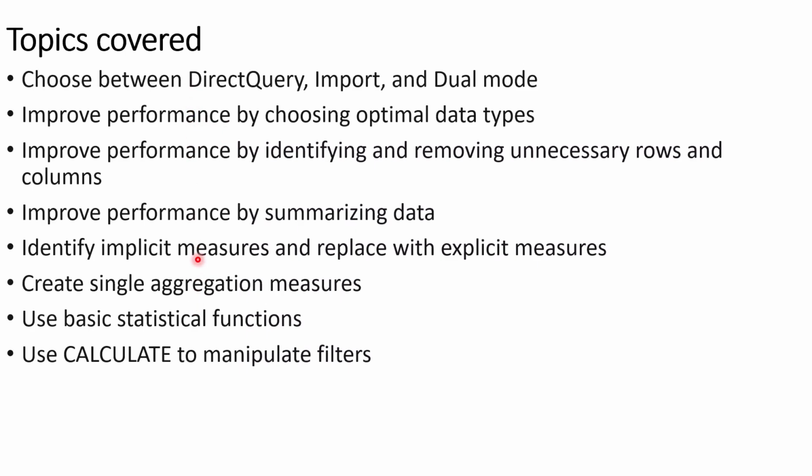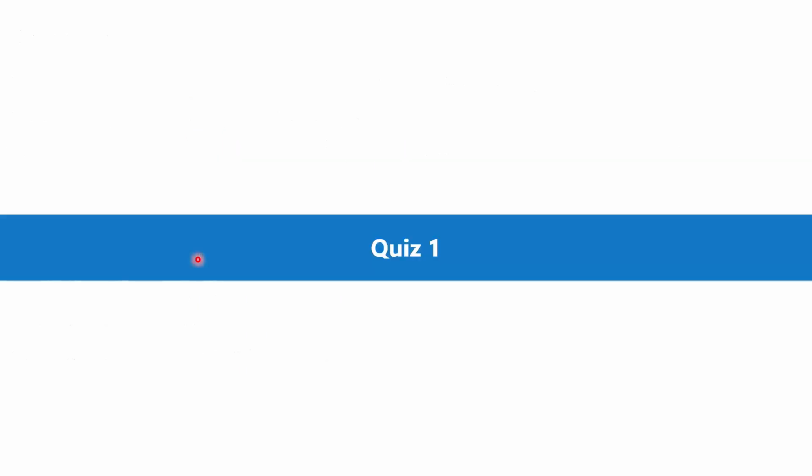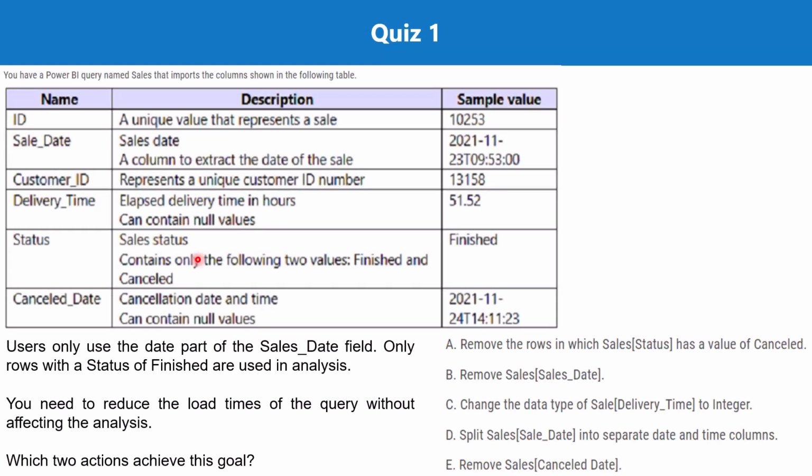So now let's start the practice question. Let's start with question number 1. Question number 1 states that you have a Power Query named sales that imports the columns shown in the following table. So you have a table where you have the name, description, and the sample value, and the name of this Power Query is sales.